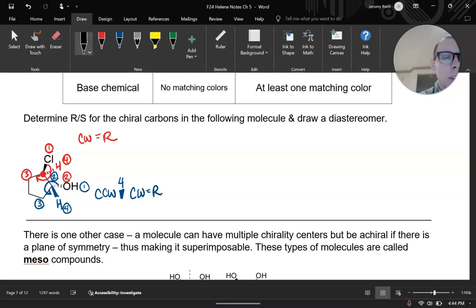So that molecule, we'll go ahead and redraw it because we've got it a little more messy. Wedge to a chlorine, dash to an alcohol. We would call this RR. Now let's go ahead and draw in an enantiomer.